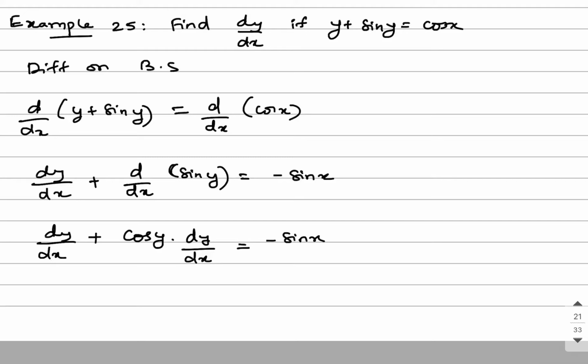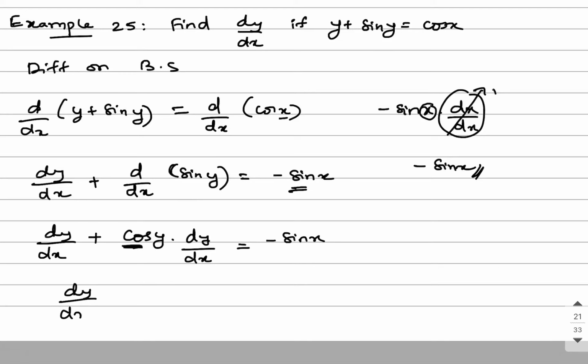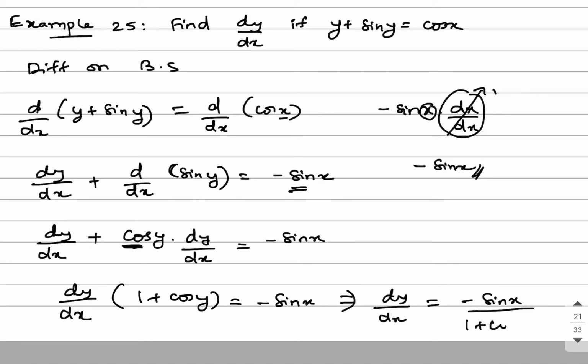You can ask me, why didn't I perform the chain rule here? I did the same thing. Observe, it is the derivative of cos, which is minus sin of x, into the derivative of the function inside, which I can write as dx by dx. This is the actual meaning of how you are differentiating a simple function. dx by dx is actually 1. That is why I wrote it as minus sin x and left it. Whereas here, what is happening? Cos y is multiplied by the derivative of y. The derivative of y is dy by dx. So dy by dx is taken common. It will be 1 plus cos y into dy by dx is equal to minus sin x, which implies dy by dx is equal to minus sin x divided by 1 plus cos y.